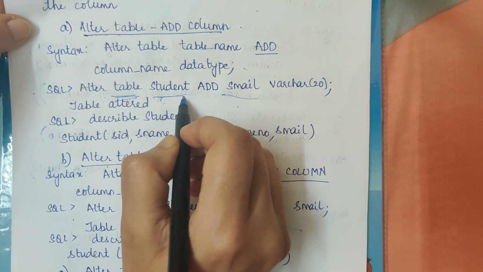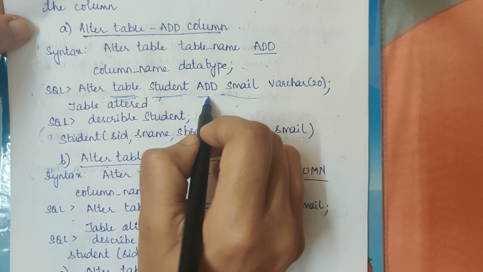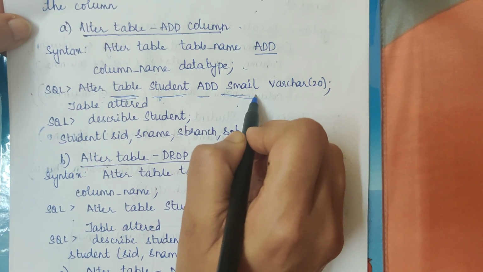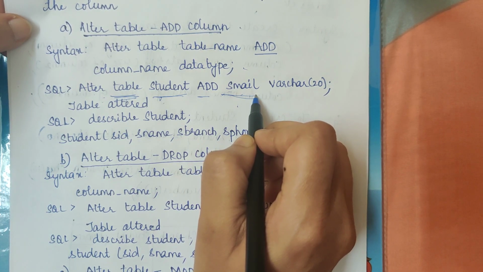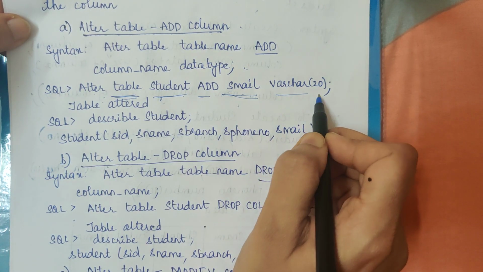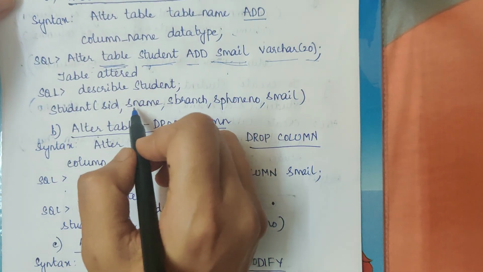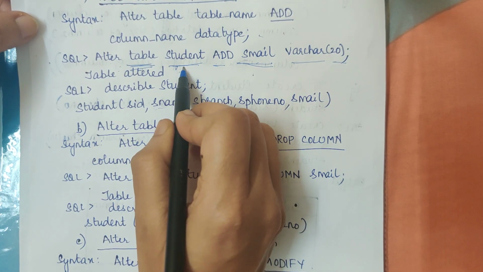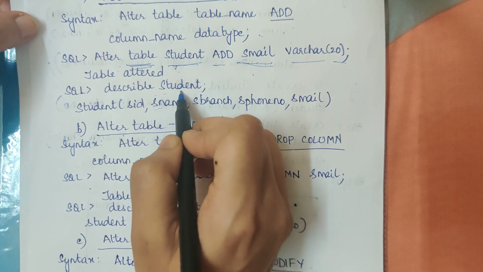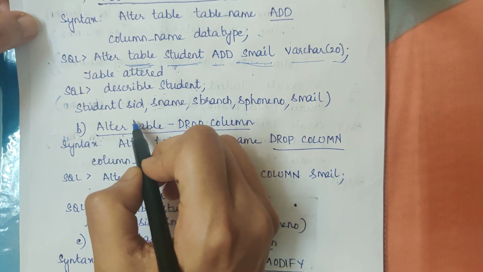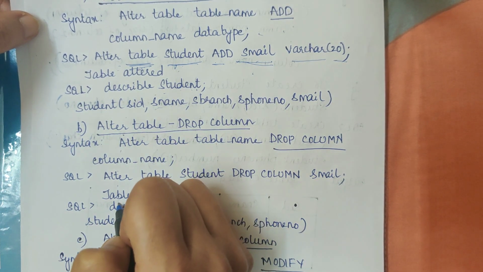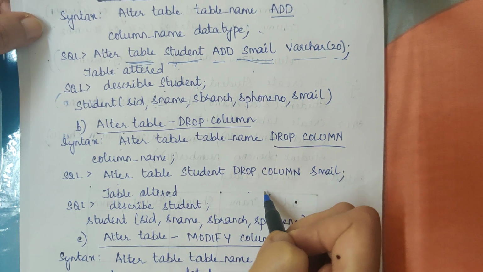So for the existing student table, we use add as a keyword. What are we supposed to add? We wanted to add a new column called student mail and its respective data type along with the size of the column. Once this command is executed, the output will be table altered. To check whether the column has been added to the existing table student or not, we use the same command, describe student. Then we will get the output as student ID, student name, student branch, student phone number, and then student mail along with the data type and the size.